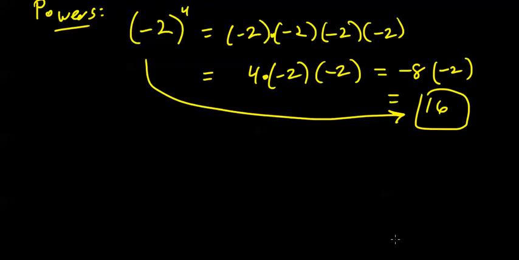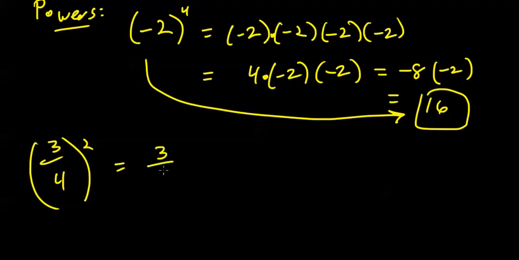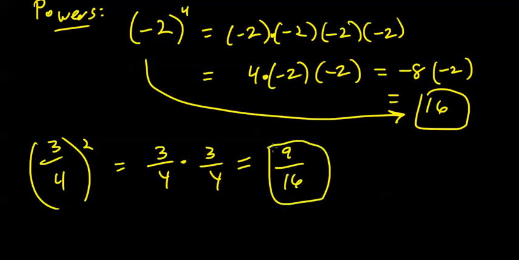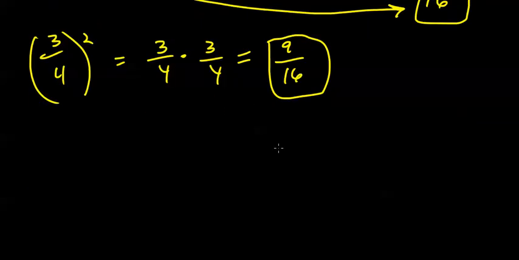Let's try another one. Let's try putting some fractions to some powers. 3/4 squared. Well, what does 3/4 squared mean? Well, just what it says. You take 3/4 and multiply it by itself. Again, no cross-canceling can go on here. The fractions are already simplified, so I just multiply across now. 3 times 3 is 9, over 4 times 4 is 16. So 9/16 is the return there. Alright, so we can take powers of real numbers also.